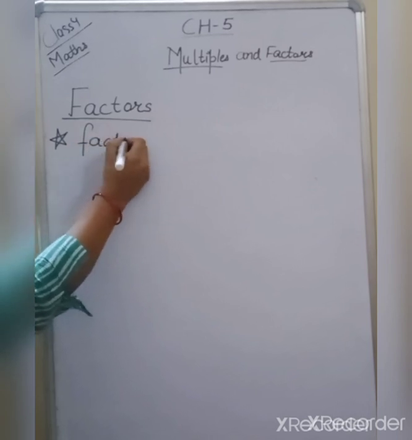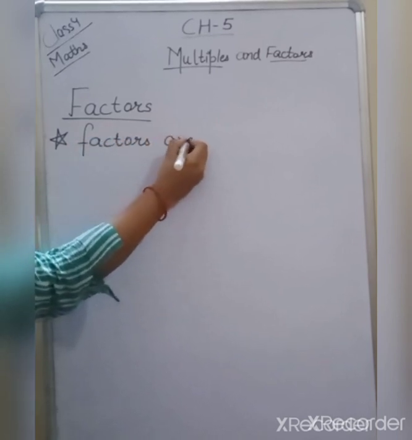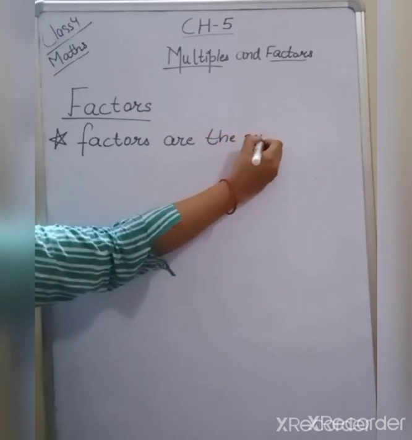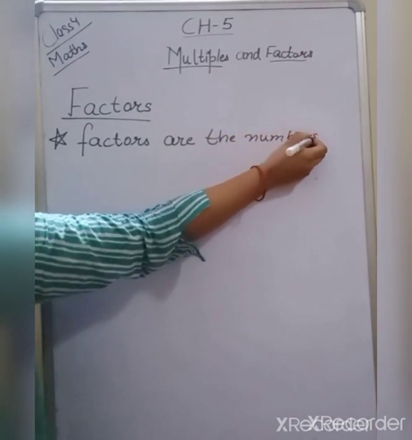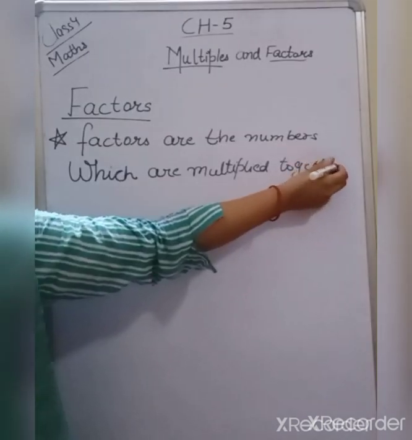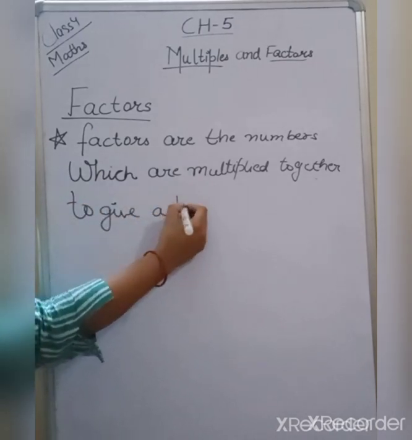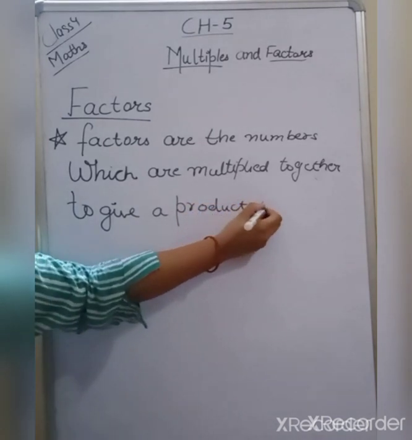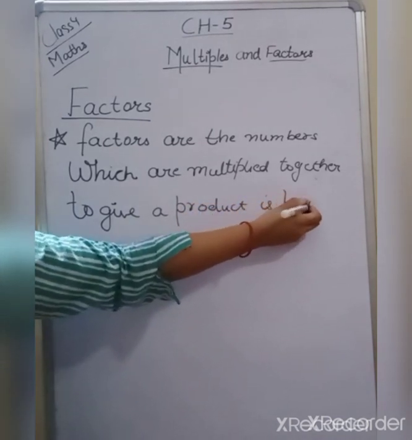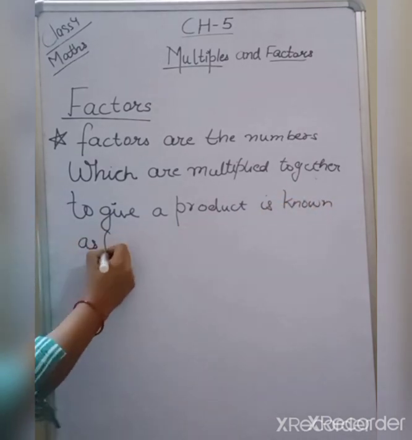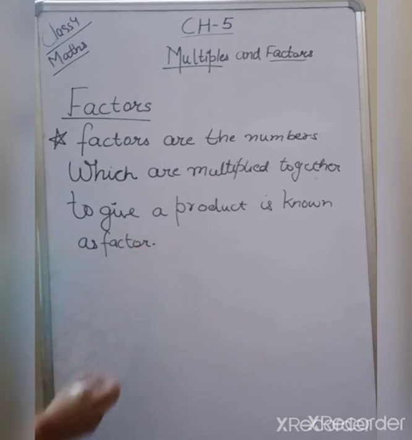Factors are the numbers which are multiplied together to give a product is known as factor. Okay, let us take an example and understand the concept.